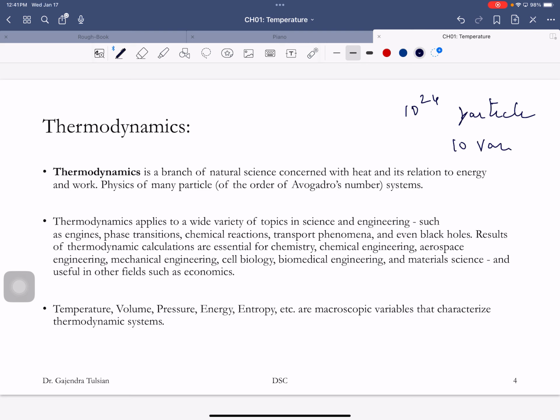All right? So most of these systems are in equilibrium. We're studying systems in equilibrium, and all you need is a handful of stuff to characterize it.